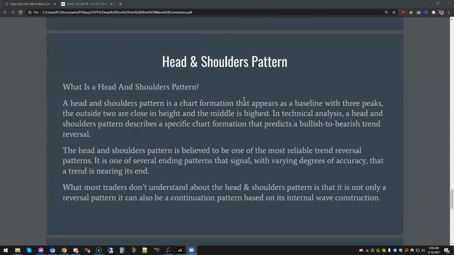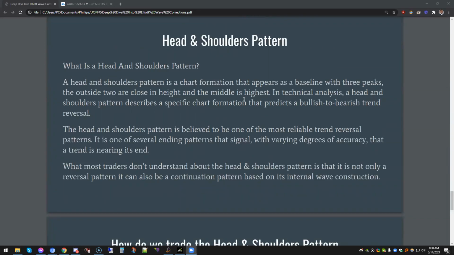Okay, so the head and shoulders formation. What is a head and shoulders pattern? A head and shoulders pattern is a chart formation that appears as a baseline with three peaks. Most of you are familiar with it. So it has three peaks. The outside two are close in height, and the middle is the highest. The middle is what we consider to be the head, whilst we look at the outside two as the right shoulder and the left shoulder.